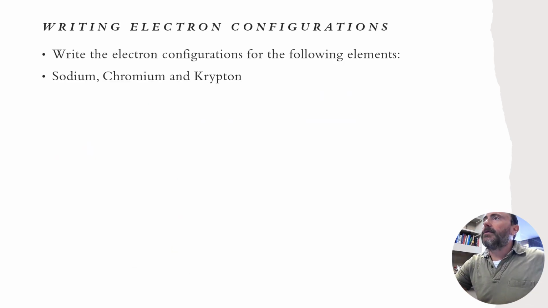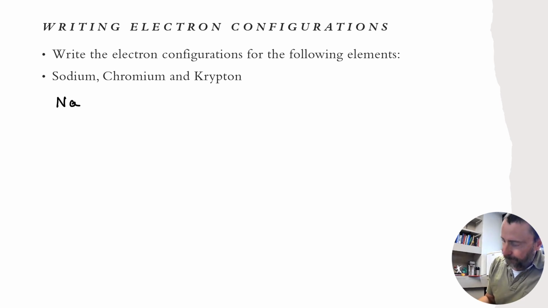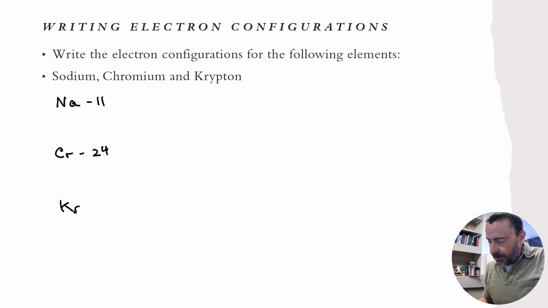All right, so we're going to write the electron configurations for the following elements: sodium, chromium, and krypton. Sodium is number 11 on the periodic table. It has 11 electrons. Chromium is number 24. It's 24. And krypton is number 36.